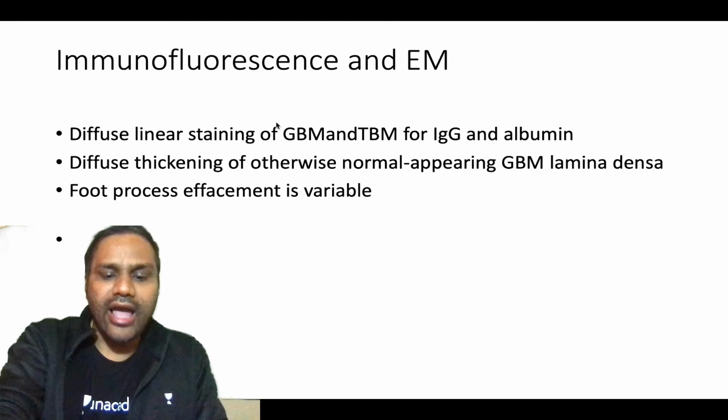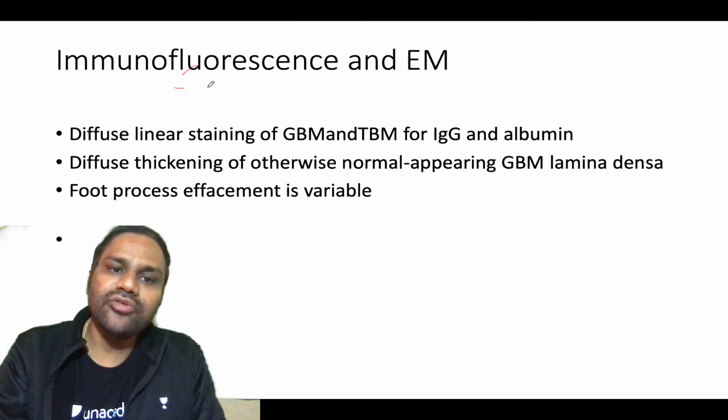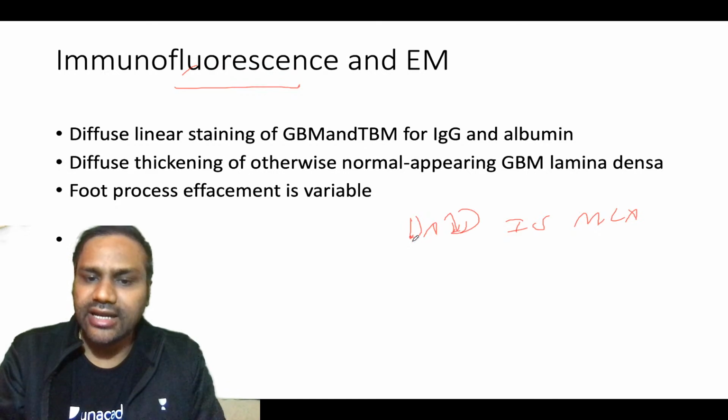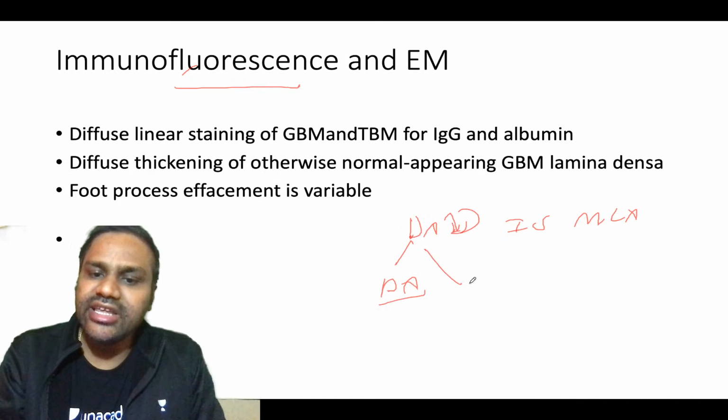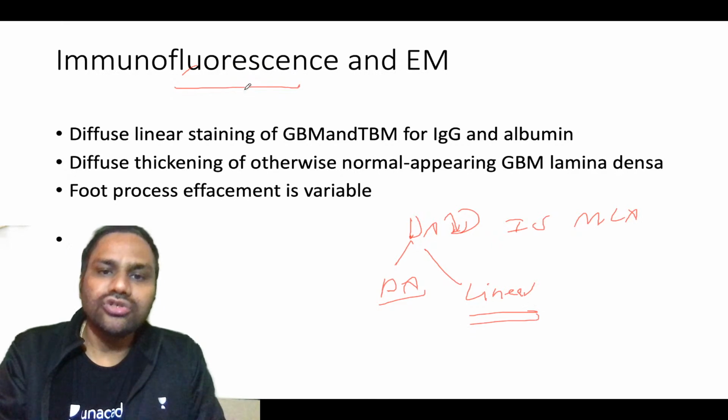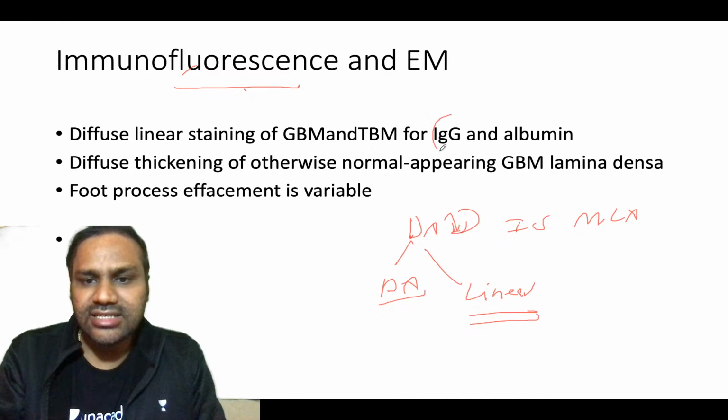Immunofluorescence. Again DAD is MLA, you know very well. Basically in diabetic nephropathy, IF is linear capillary. So IF will be linear capillary of IgG and albumin.